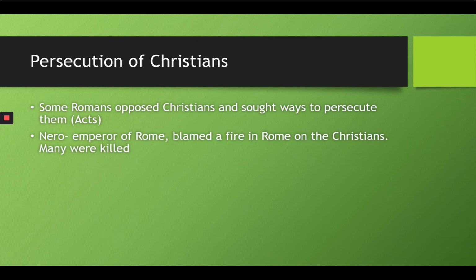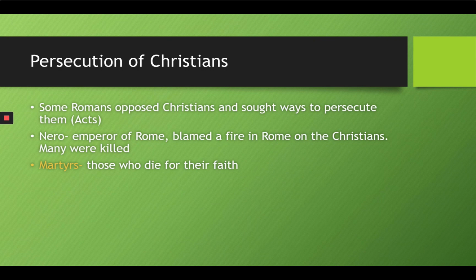There's this crazy emperor named Nero, an emperor of Rome. Under his rule, the city of Rome caught on fire and burned down, and he was looking for someone to blame. So he blamed it on the Christians and turned everybody against them, and said it was the Christians' fault that Rome burned to the ground. And so many Christians were persecuted and killed because of him.